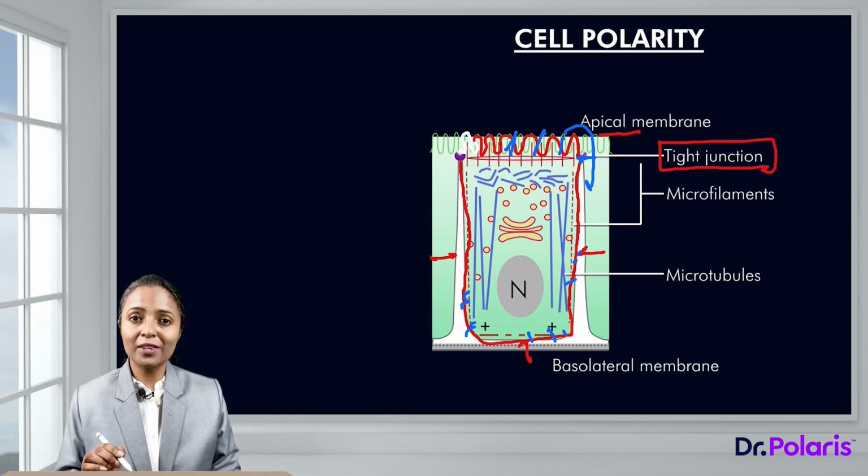Because you see, if there are certain transport proteins which are present on the apical membrane and they move and come to the basolateral side, then it will not be possible for the cells to transport the substance from the luminal side into the cells and then from the cells into the basolateral side. So this apical polarity is very important for the functioning of the cells.